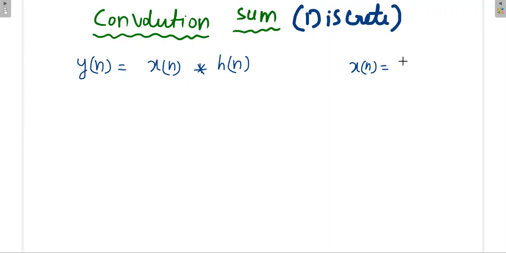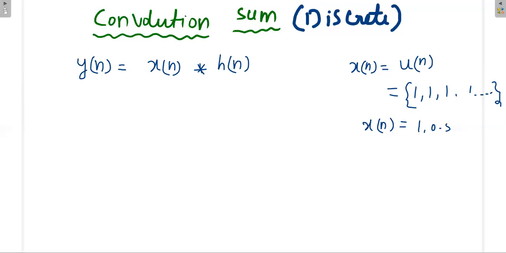Say for example, x of n could be u of n. U of n means what? It's a continuous sample value of one. Or it could be something with other values. Continuously it will be going, or it may be some defined numbers. It may be like this: 1, 5, 2, 3, a defined nature. Like there are only 4 samples. It need not go up to infinity.